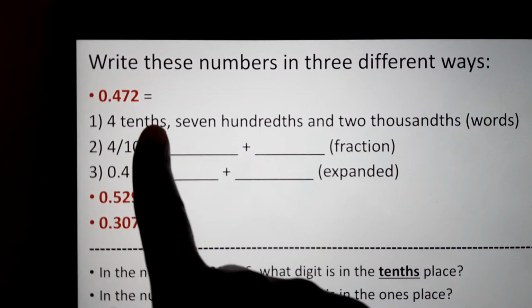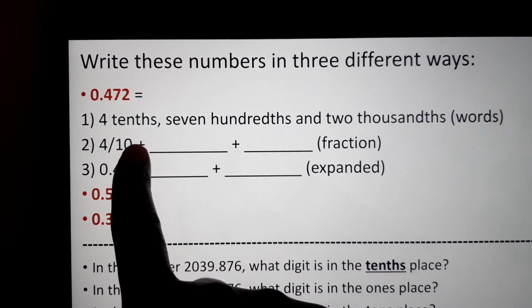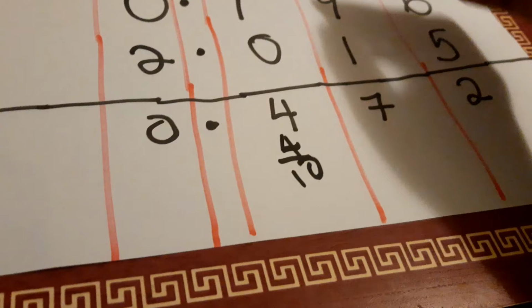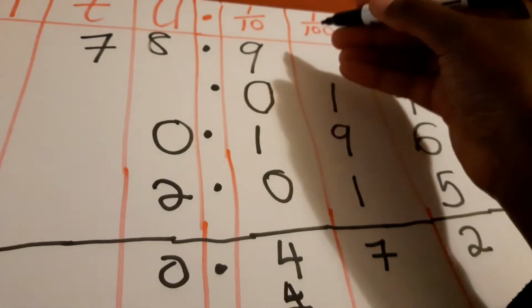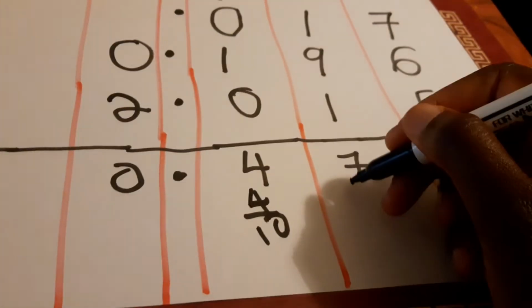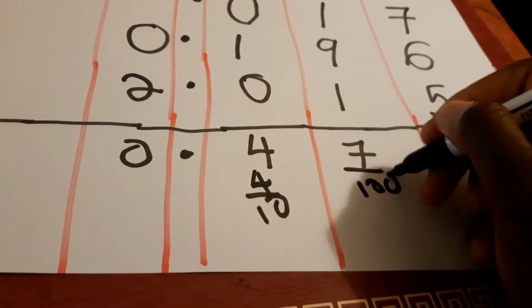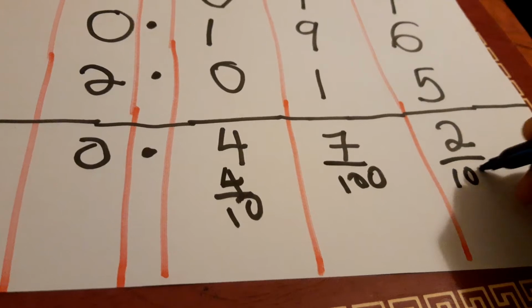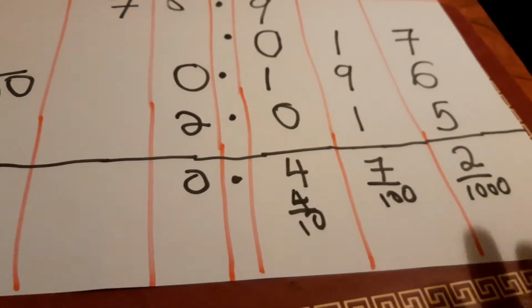So I've started already. 4 tenths, so that's 4 over 10. And this will be, which column is this in? That will be 7 over 100. And then this will be 2 over 1,000. So there, we've represented it as a fraction.